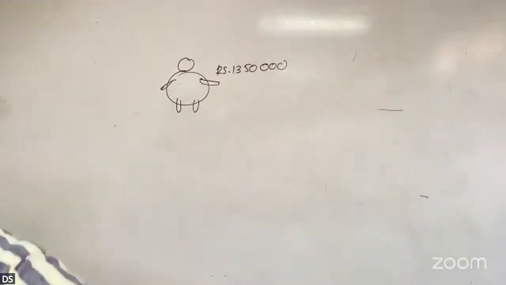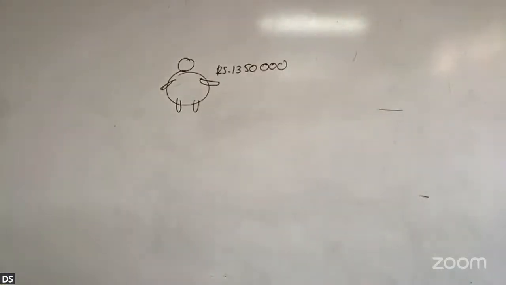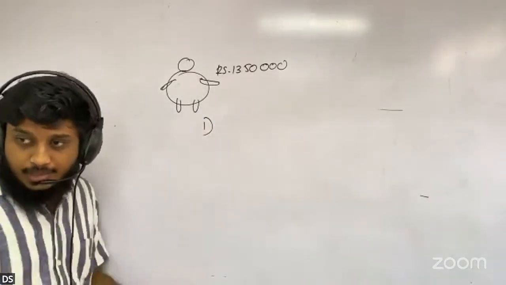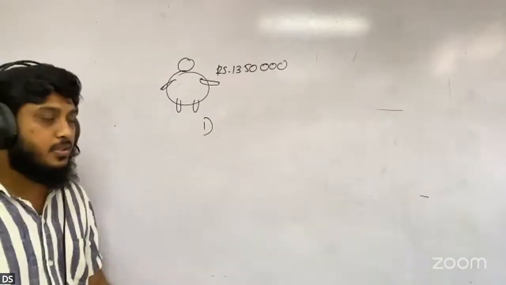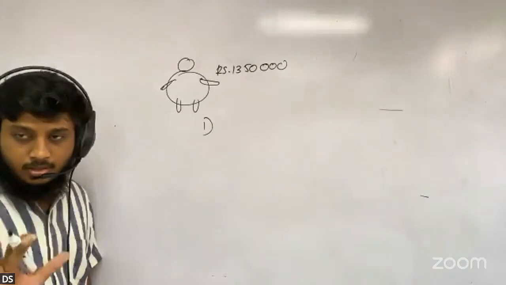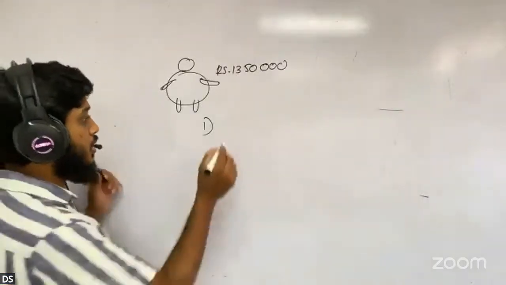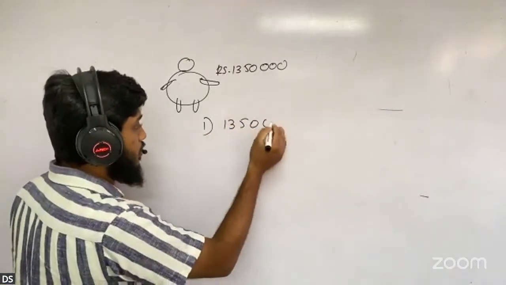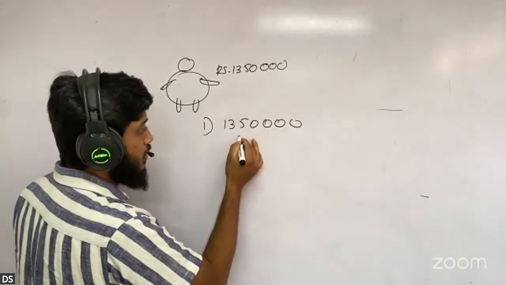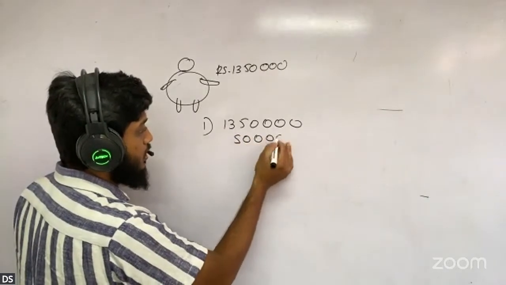First question, find the total amount he should pay as tax. First of all, what is the taxable income? Is this entire 13 lakh 50,000 what he should pay tax on? No. Out of that, how much will they waive off? The first 5 lakhs they will waive off. So you can write 13 lakh 50,000, and from this they will take 5 lakhs. 5 and how many zeros? 1, 2, 3, 4, 5.